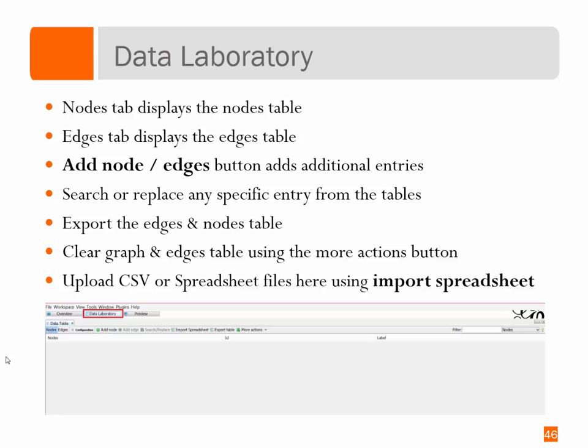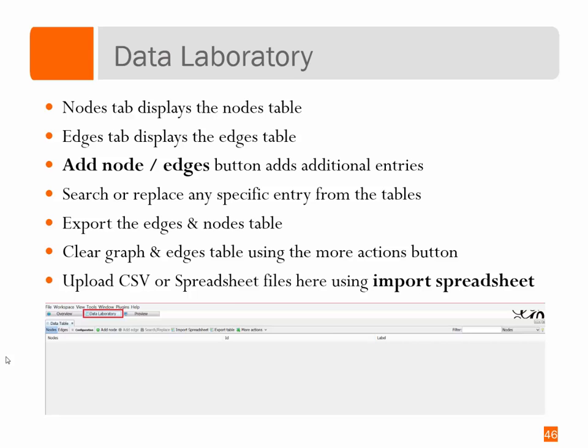So the nodes tab is going to display the nodes table. So we see that tab. If we look at the screen at the bottom, we have the nodes tab selected there. So that's going to display the nodes table. The edges tab is right beside it, so we can look at the edges table once we've loaded it. And then if we click on the Add Node and Edges button, it will add additional entries. So we can click on and add single entries if we'd like to add our data that way.